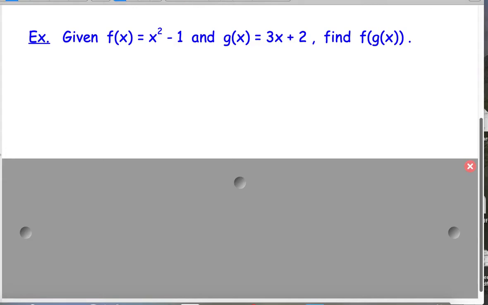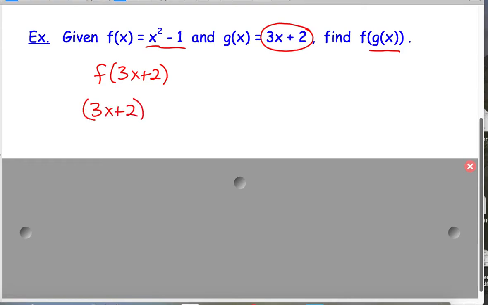So what I want to do is I want to take g and plug it into f. So I want to take 3x plus 2 and evaluate that according to the rule that f gives us. And what f does is it squares the input and then subtracts 1. So I'm going to take this input, 3x plus 2, and square it, and then subtract 1. Now remember, when you square it, you're multiplying it by itself twice. So that's where you have to distribute or FOIL, as some people were taught. And I'm going to get 9x squared plus 12x plus 4.